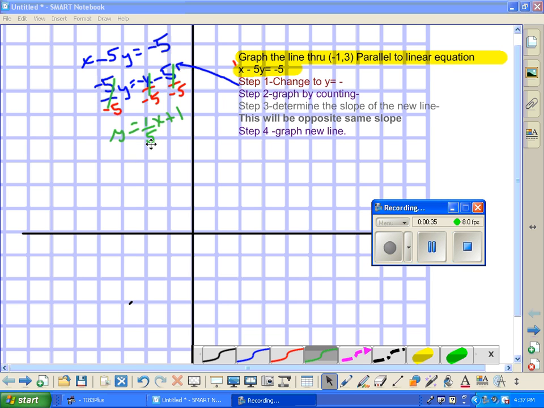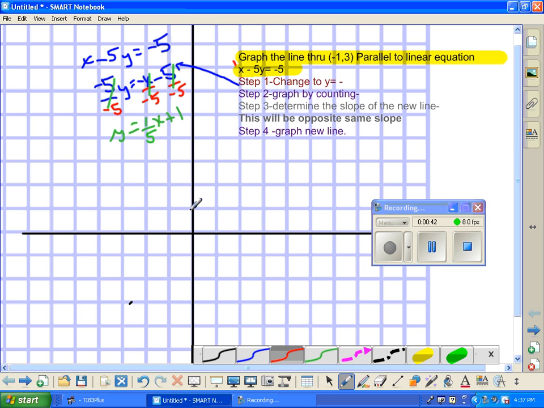Step 2, we are just going to graph this by counting. So let's see what our y-intercept is. It is right on the 1 on the y-axis. So our slope is a positive 1 over 5. Since it's positive, we go up in a positive direction 1 and over in a positive direction 5. 1, 2, 3, 4, 5.